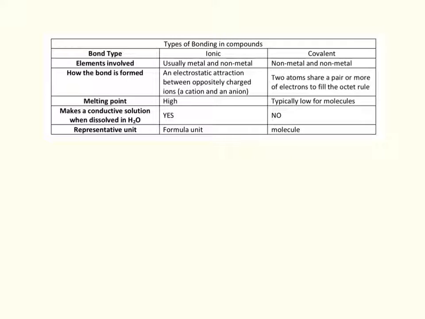Alright, so we're looking at types of bonding in compounds, and really we're going to look at three different types of bonding, but these two types, ionic and covalent, are kind of opposites, so it's easier to put them in a table like this, and then after I've gone over ionic and covalent, we'll talk about the third type. So the elements involved in ionic bonding are usually a metal and a nonmetal, and for covalent it's usually a nonmetal and a nonmetal.